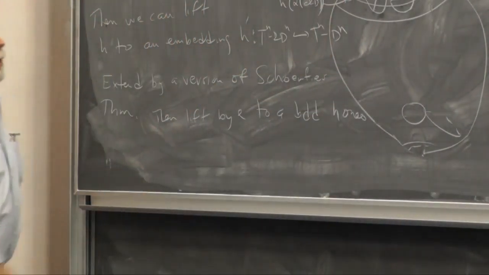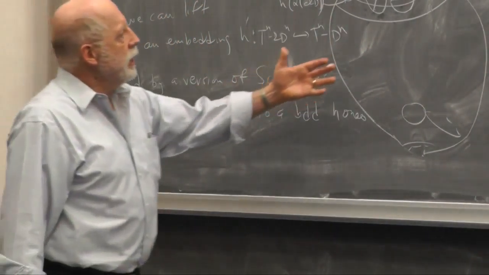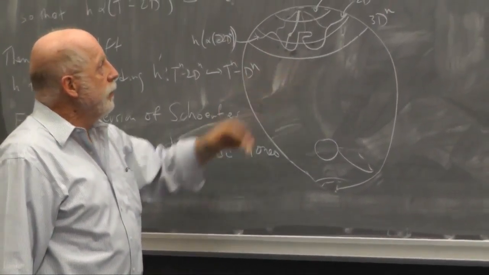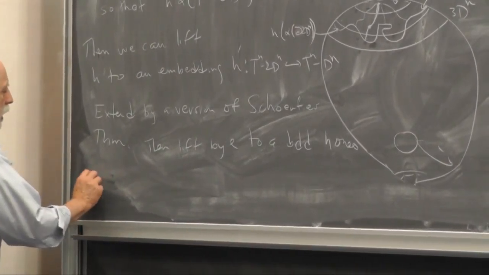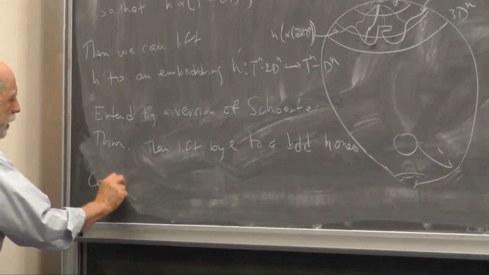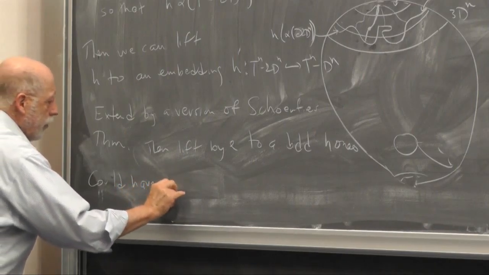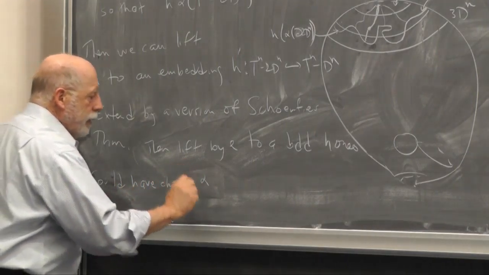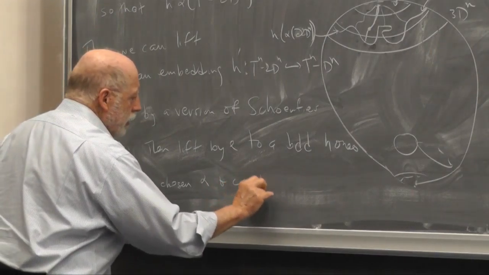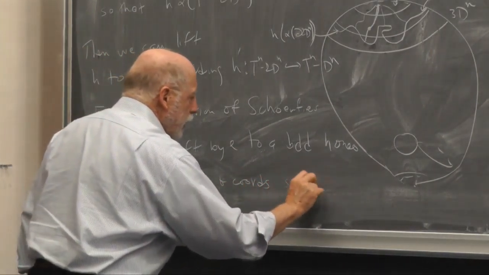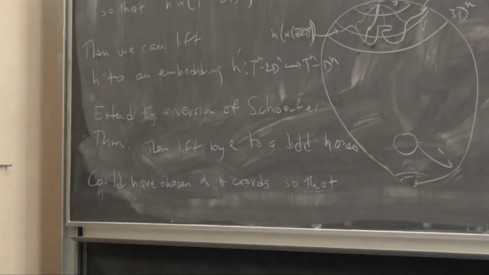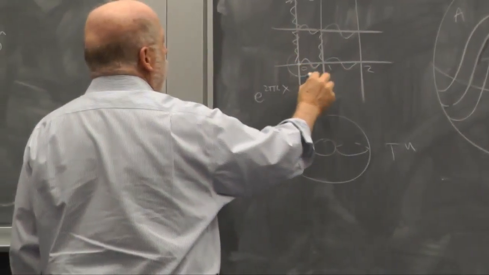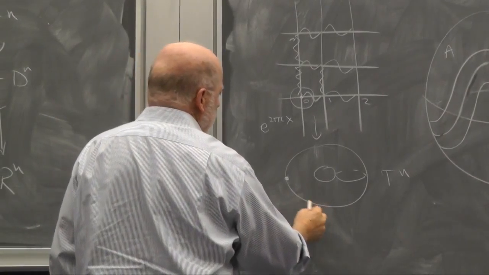So that got us the inside picture. But now notice that we could have chosen alpha. We want to go back and note that we could have chosen alpha and coordinates so that, well, if you think of this, take a little neighborhood around zero and suppose that goes to the zero handle.